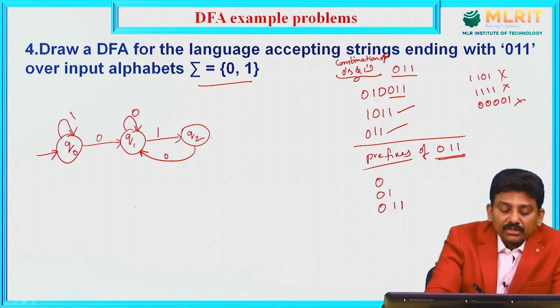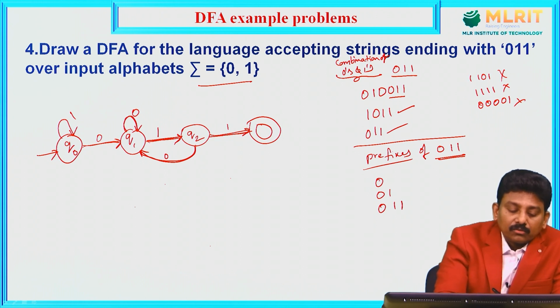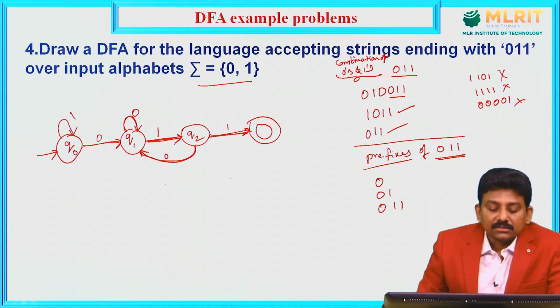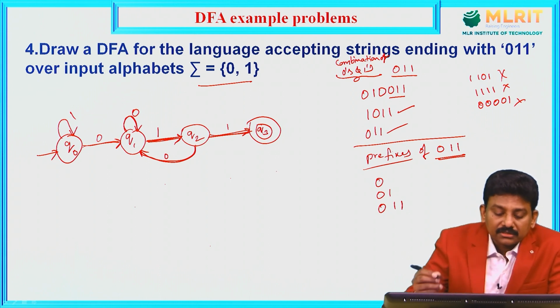If you read 1 in Q2, I can go to the final state, because I have seen the last 3 symbols as 0 1 1, through this path, or this path, or this path. So the last 3 symbols are 0 1 1. Q3 is the final state.